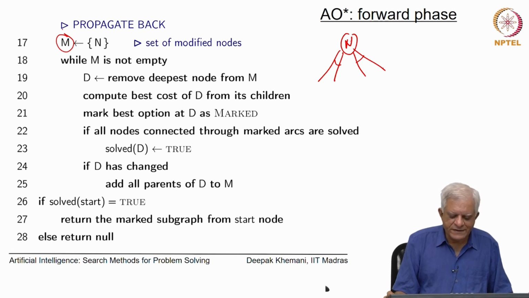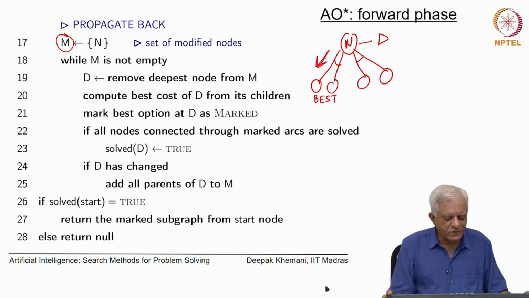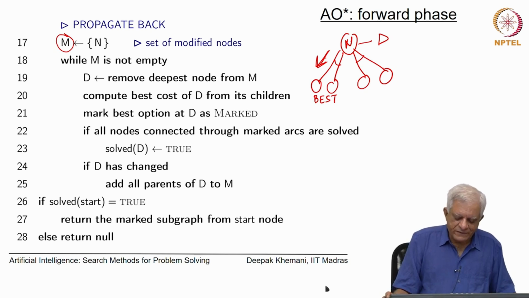from M. In this case, there is only one node, and we call it D. So, now this node n we are calling D in this algorithm. Compute the best cost of D from its children. So, D has these 4 children, and whichever is the best cost, we compute that and back it up to n essentially. So, if this is the best, then we put a marker saying that this is the best choice for the node n. And we have seen that if the best choices were marked solved, then we would also mark D as solved essentially.